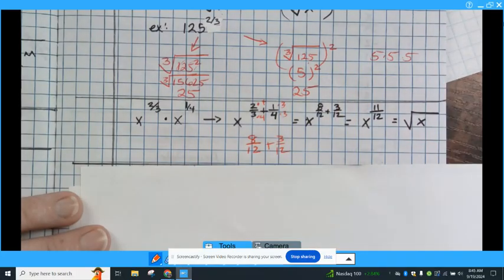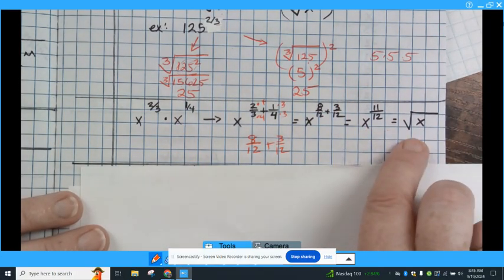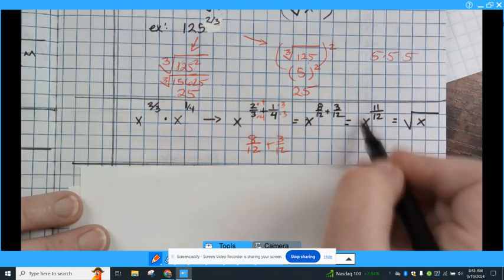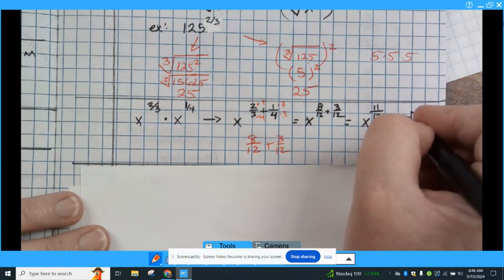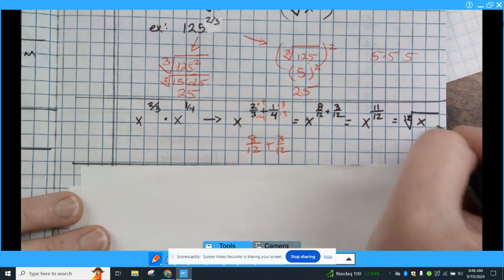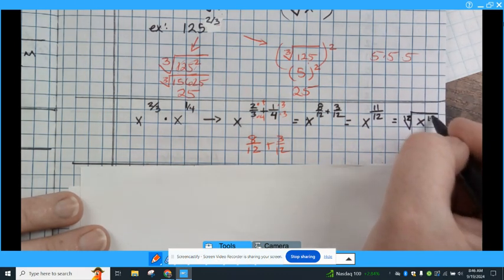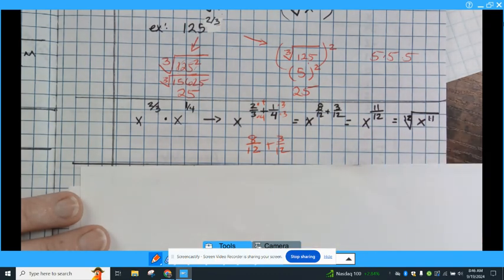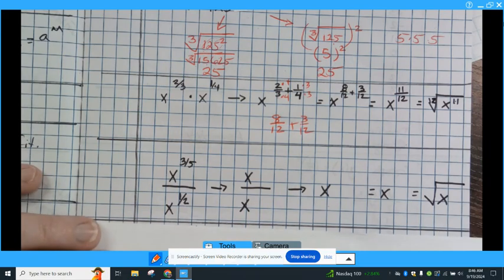11/12. Now, this answer is totally fine, but every once in a while I may ask you to put it in radical form. If I ask for this in radical form, your denominator is your root. So this is going to be the 12th root of x to the 11, and you can either put the 11 here or outside. It doesn't matter. Okay. Next problem.